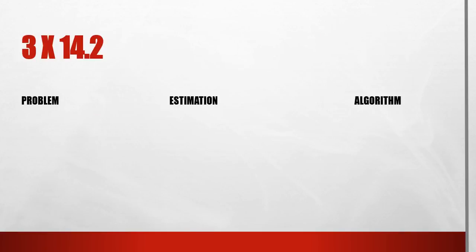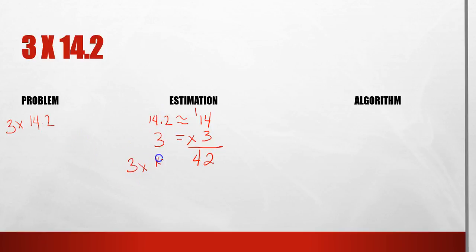Okay, so let's try some. So we have the problem 3 times 14.2. We have to do an estimation. So I'm going to take 14.2 and I'm going to say that it's about 14. Remember the squiggly lines means about. And 3 is actually equal to 3. If I multiply that, 3 times 4 is 12. I'm going to regroup. 3 times 1 is 3 plus 1 is 4. 42. So I'm going to say that 3 times 14.2 is going to be about 42.